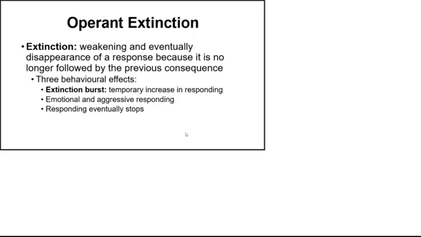But there is something that makes this just a little bit more complicated than our classical conditioning extinction. And this is the addition of what's called an extinction burst. And that's a temporary increase in responding before we see the resulting decrease. So this would be a time where we have sort of emotional and aggressive responding in higher rates than normal.